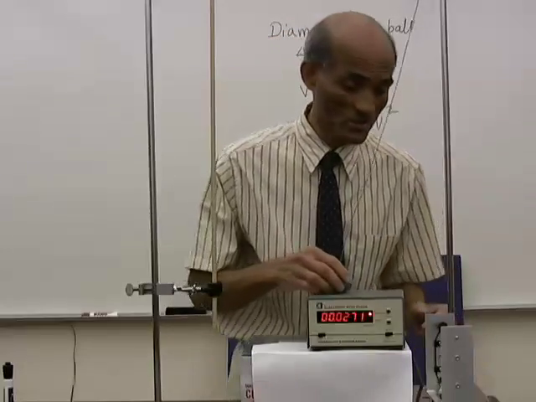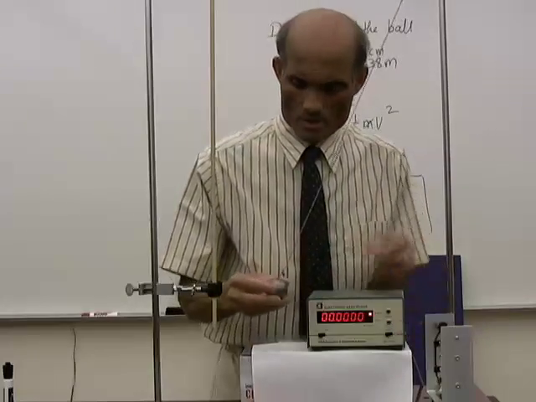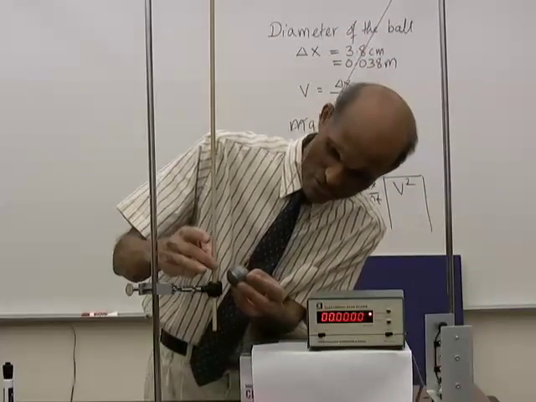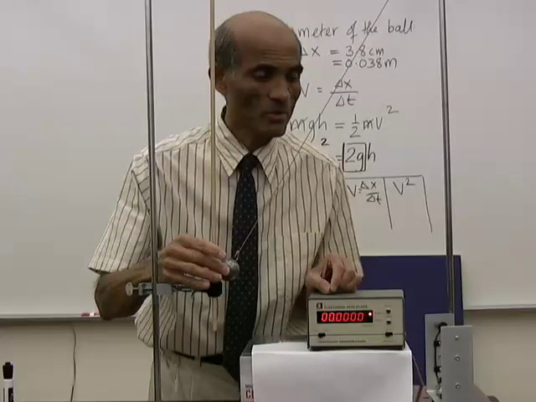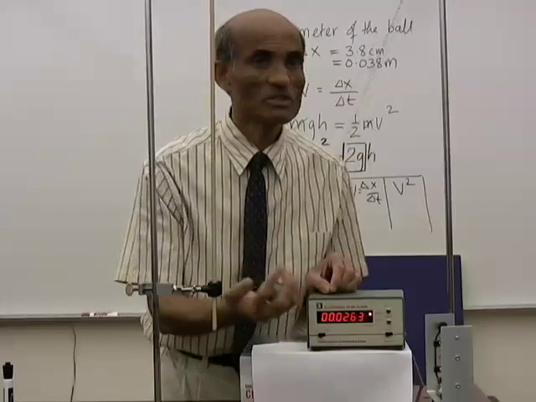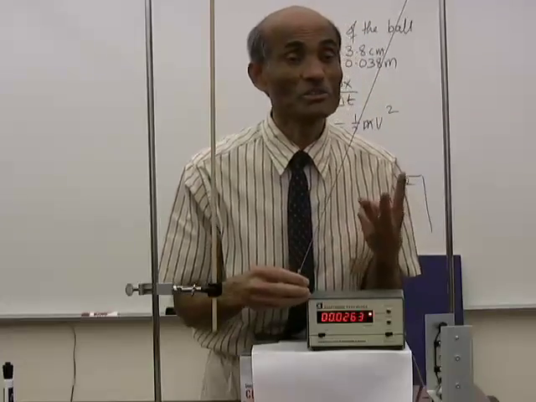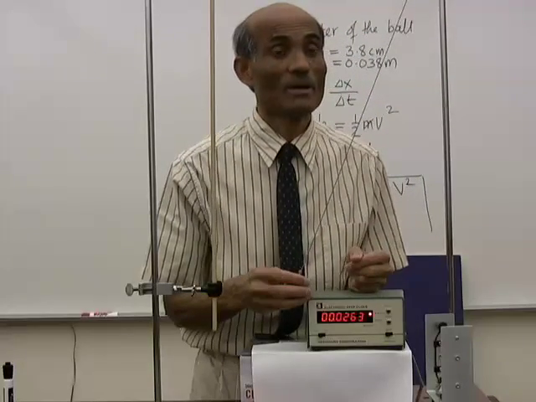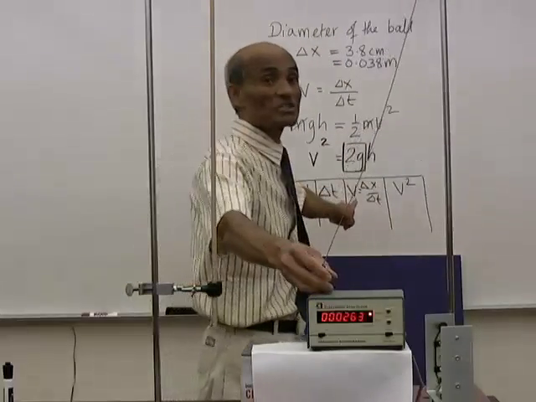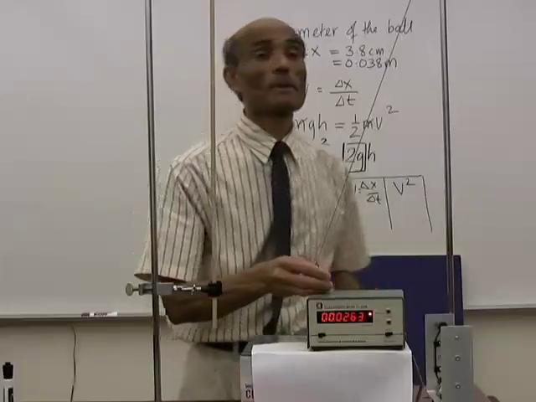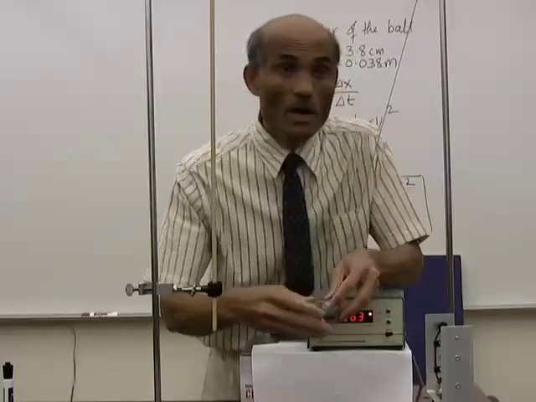All right, let's do a third trial. Reset the clock. I raise it again to the 10 centimeter mark. That is my H value. And I'm going to leave it. There we go. What is the time now? 0.0026. All right, you got 3 values of time. And now find the average of that and calculate the instantaneous velocity for that data.